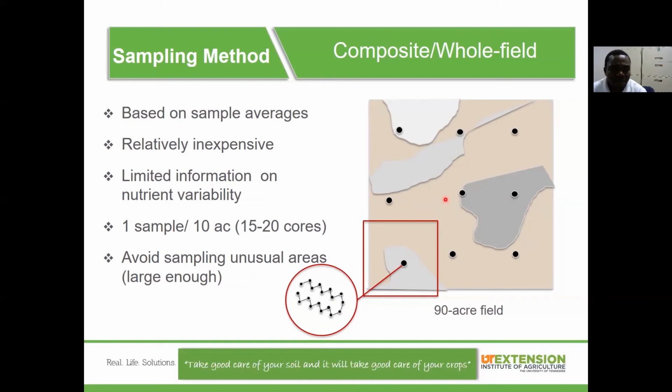In the diagram that you see, it's a 90-acre field. The minimum number of samples you can collect from this field is 9. And at each sampling point represented by this dot, you're supposed to collect somewhere between 15 to 20 subsamples, and you have to collect it in a zigzag pattern.